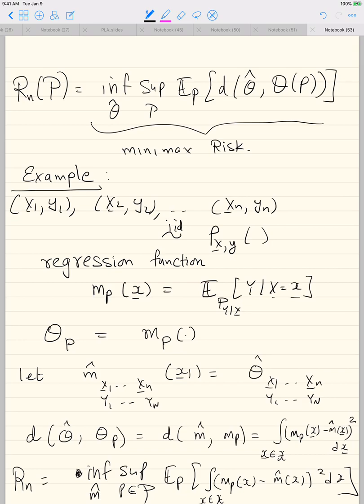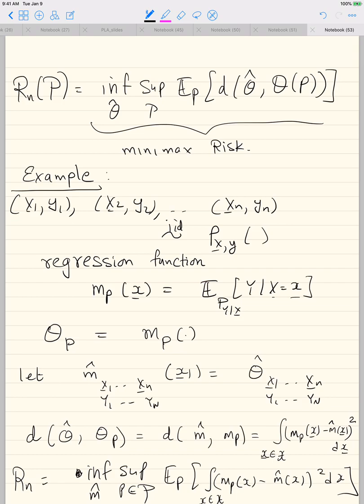So for each p, I will get n samples that are used to compute m hat of x. Then I have the ground truth. I take the difference square, integrate out. Now this is a function of p. If I know p, I can compute this quantity for a given regression function. Then I take the supremum over p in my set, and then I find my infimum, the best possible estimator for the worst case distribution. So this is the minimax risk that we would be lower bounding.